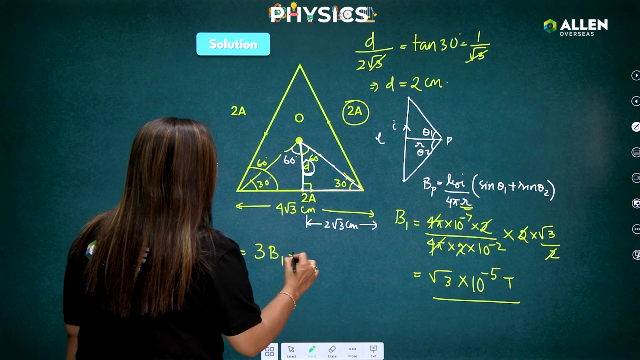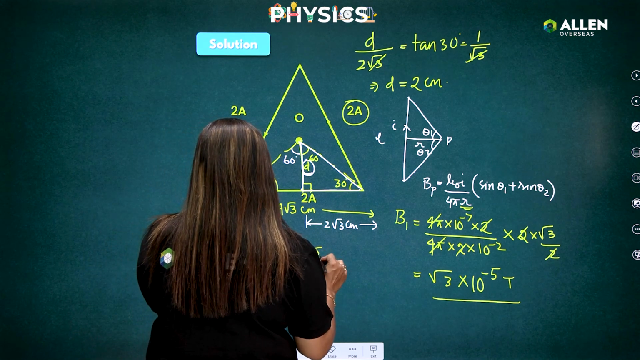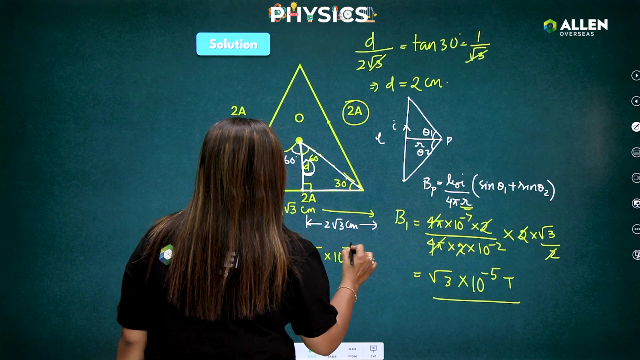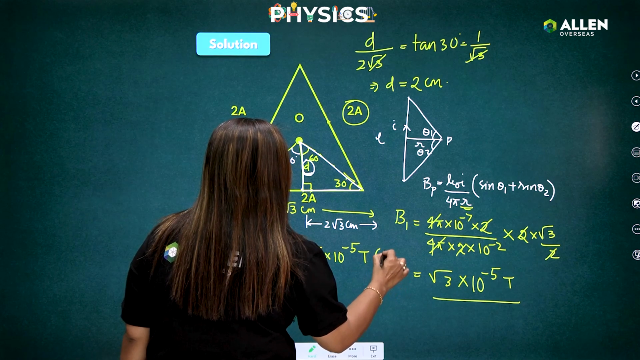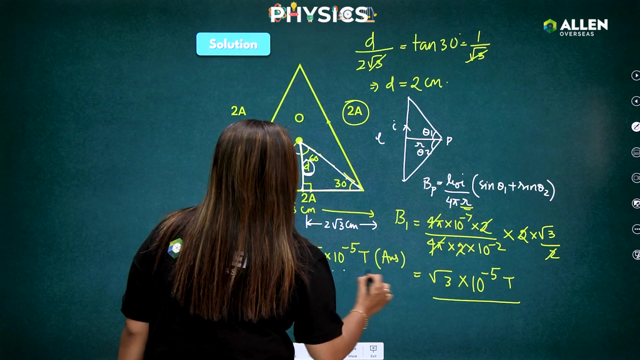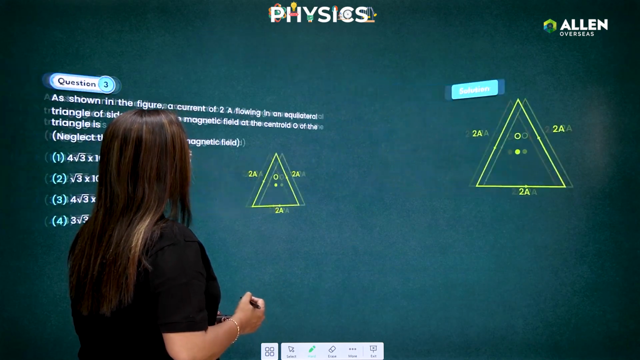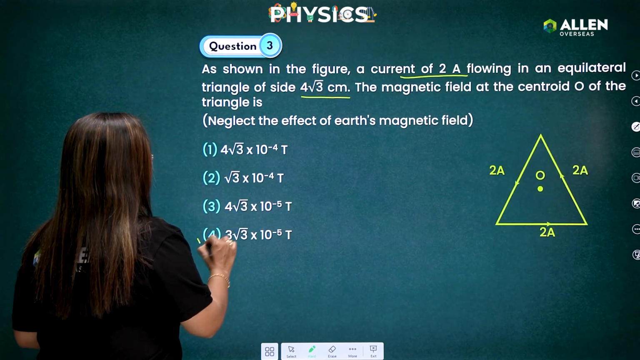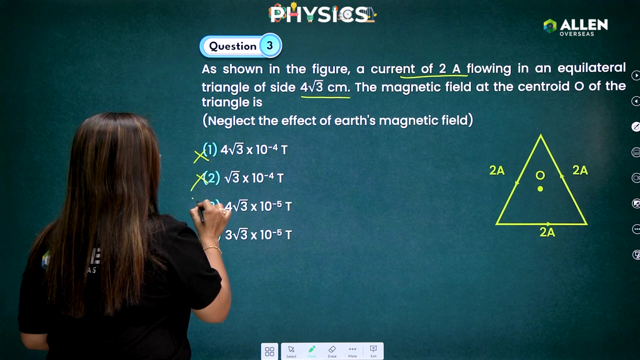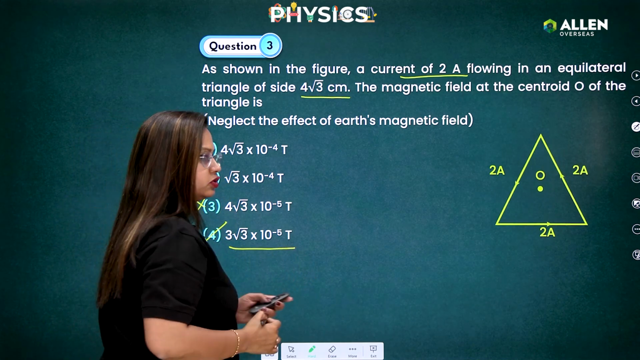So for that, we have to write down the total magnetic field is equal to 3 times B1, that is 3 root 3 into 10 to the power minus 5 Tesla, which is the correct answer to our question. Let us match it with the options that have been given. This is given in option number 4 because all other options are incorrect here. So this is the correct answer to the question.